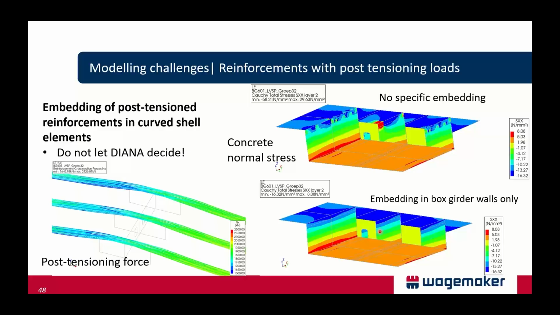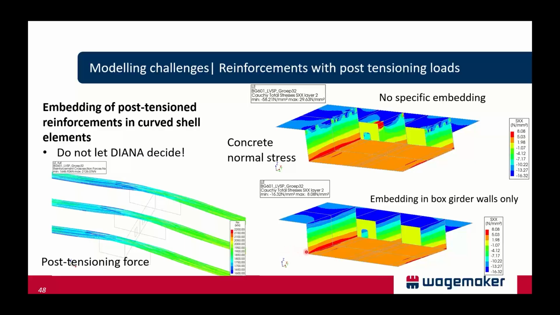If you let Diana decide, then you get this result at the top, and you see that at the location where the prestressing cable is going through the top of the wall, or maybe the floor, there's a lot of disturbances. I guess it is embedded randomly in either the wall or the deck, and similar here and here.